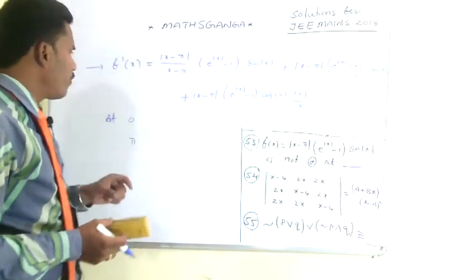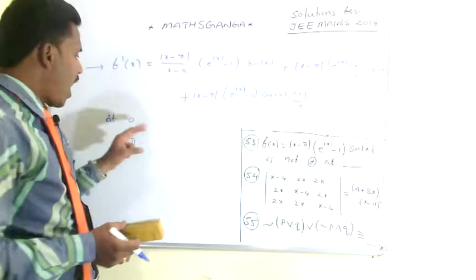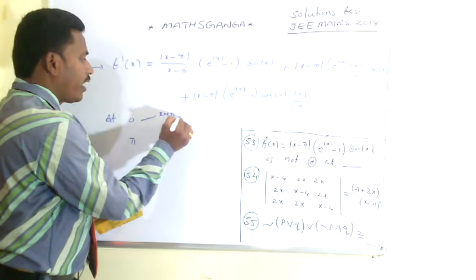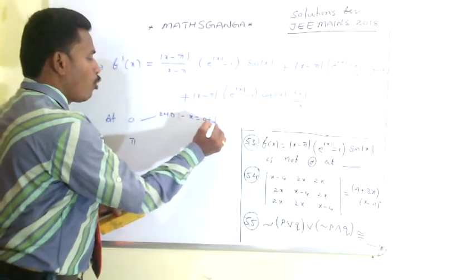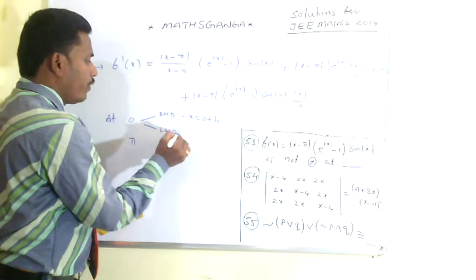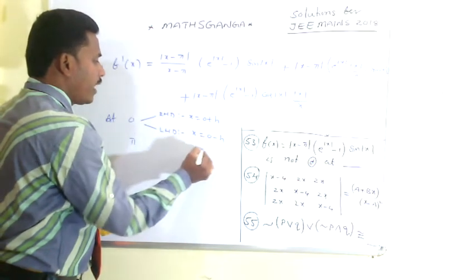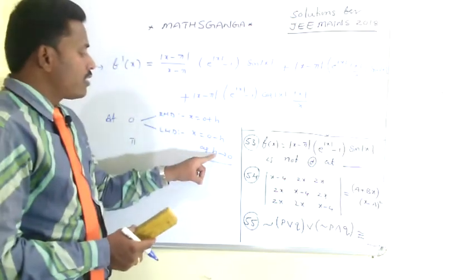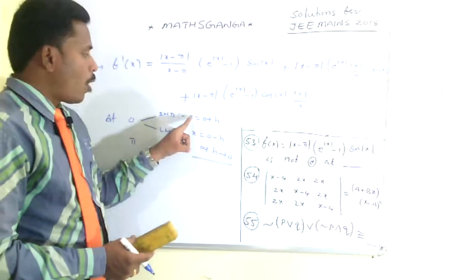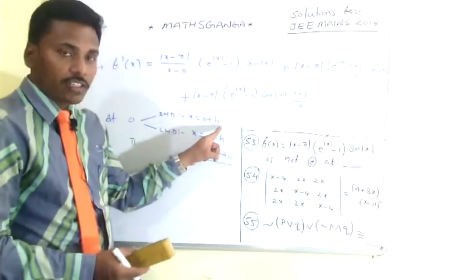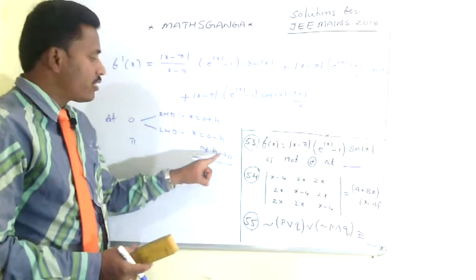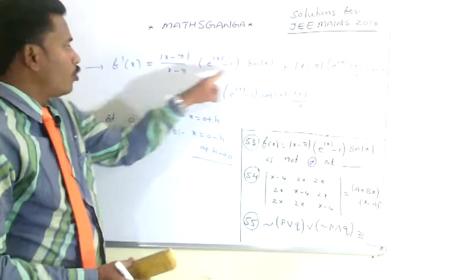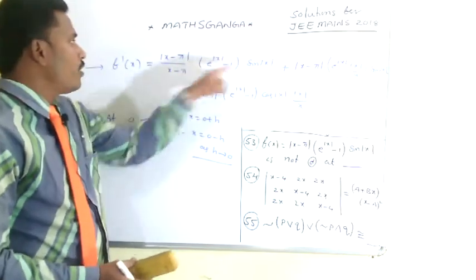Now suppose we are going to check for 0. For the right hand derivative, we will take x equals 0 plus h. For the left hand derivative, we will take x equals 0 minus h, as h tends to 0. Just observe it. Since h tends to 0, mod x also tends to 0, whether it is 0 plus h or 0 minus h. As h tends to 0, mod x is 0. Since mod x is 0, sine 0 is also 0. So the value of this term is 0.